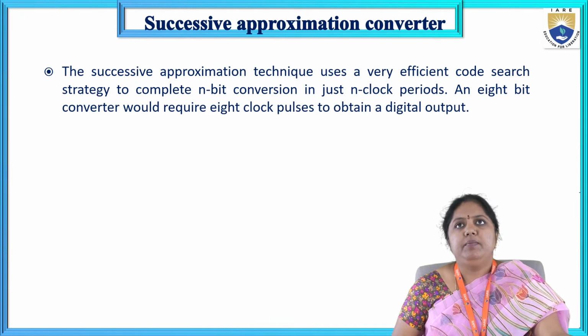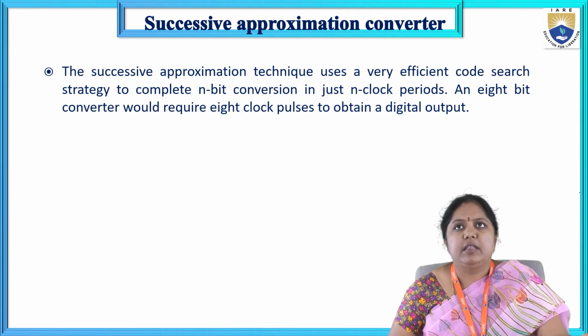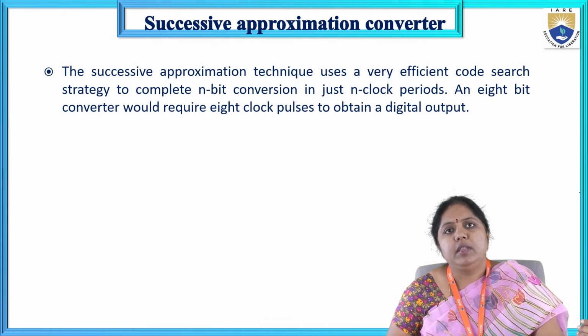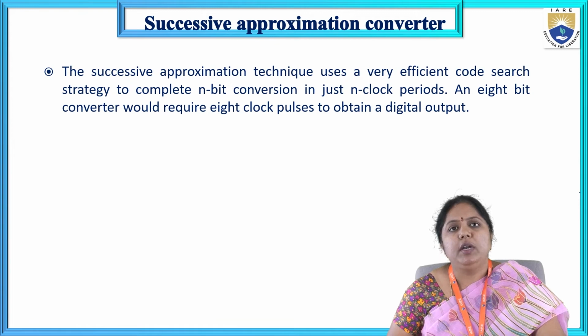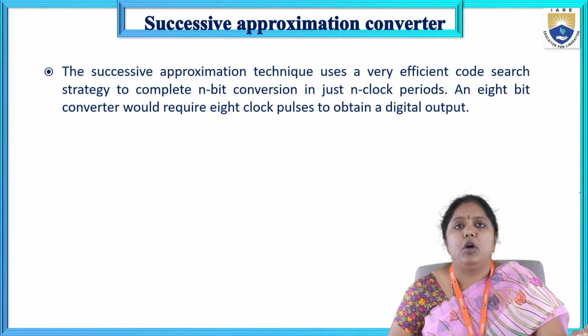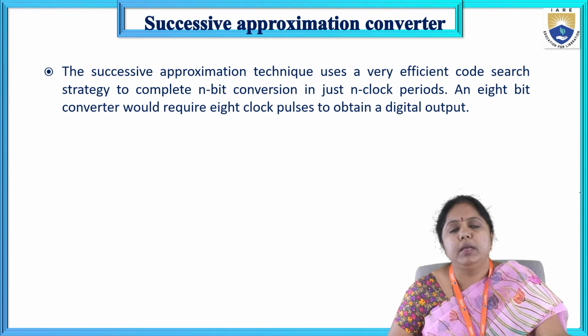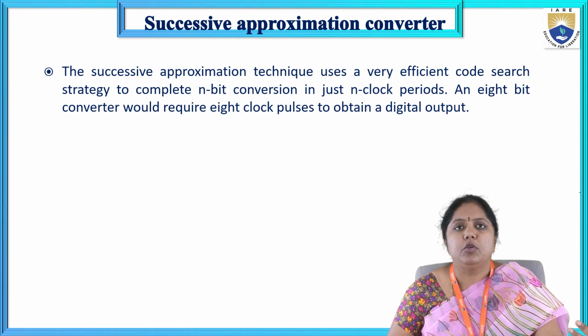The last type of converter is the successive approximation converter. This is a very successful model. Why? Because for the previous models, the counter type of ADC and the servo tracking type of ADC, the n-bit conversion takes 2 power n minus 1 clock pulses. It is taking 2 power n minus 1 clock pulses, which means it takes a lot of time. That is the drawback of the previous types of analog to digital converters.